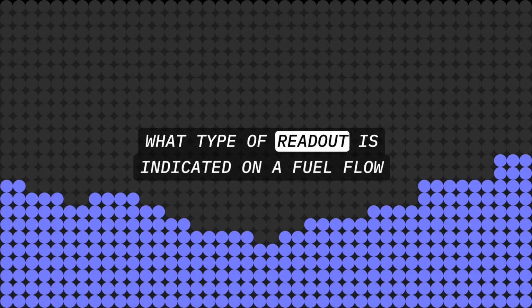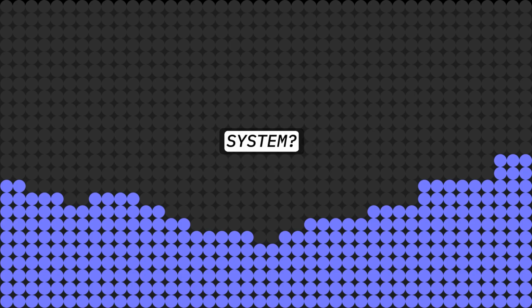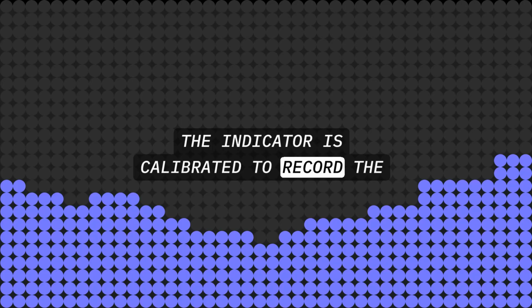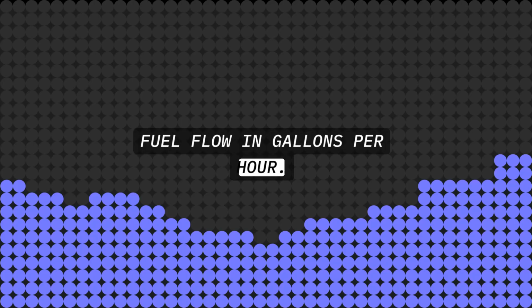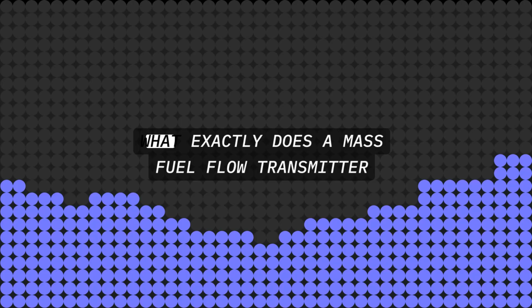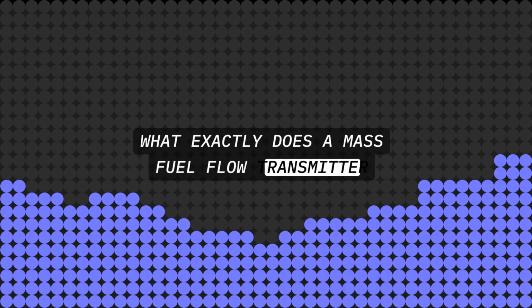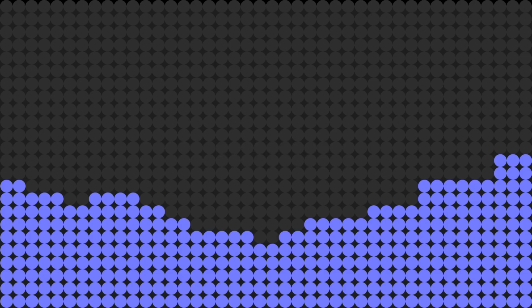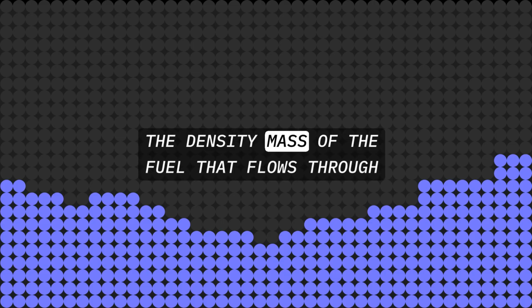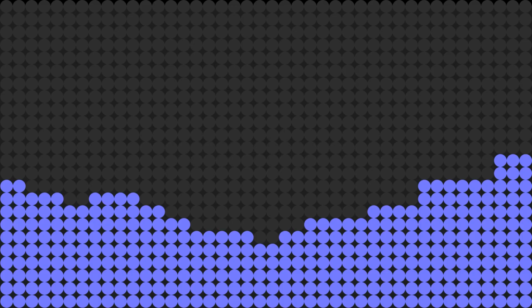What type of readout is indicated on a fuel flow system? The indicator is calibrated to record the fuel flow in gallons per hour. What exactly does a mass fuel flow transmitter measure? The density mass of the fuel that flows through it.